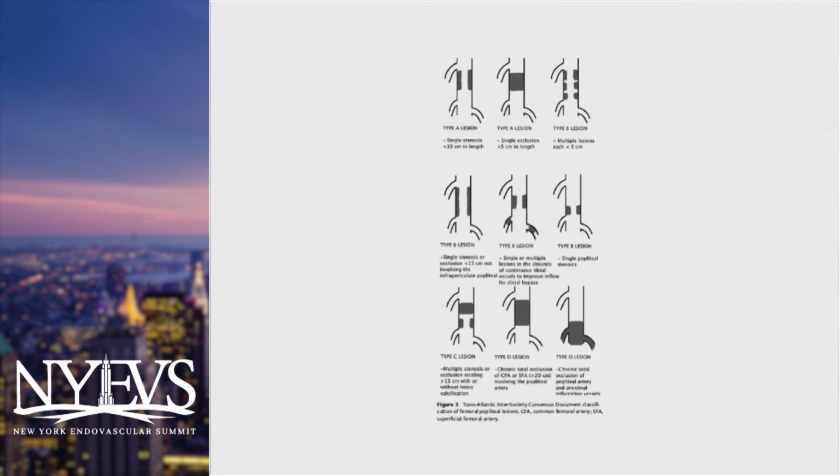Then came the TASC classification, which was initially published in 2000 and then updated in 2007. It provided anatomical variations or extent of disease, classifying into TASC A to TASC D lesions for different levels, aortoiliac, fem-pop. It did not have a classification for any below-knee disease. The idea was that these different classifications would provide a framework for different therapies for this disease process.